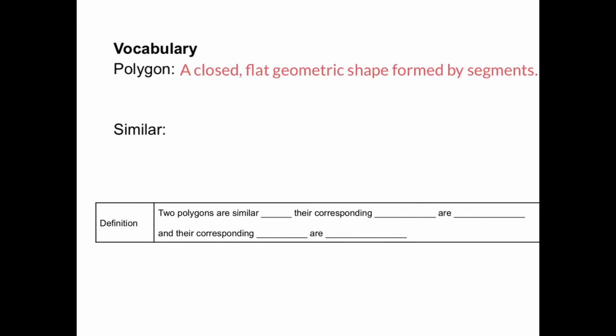A polygon is a closed, flat, geometric shape formed by segments. The segment part focuses on the fact that we should not have any curved pieces to a polygon. So this is not a polygon.